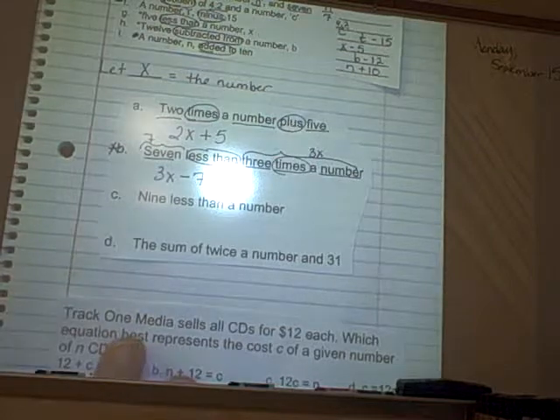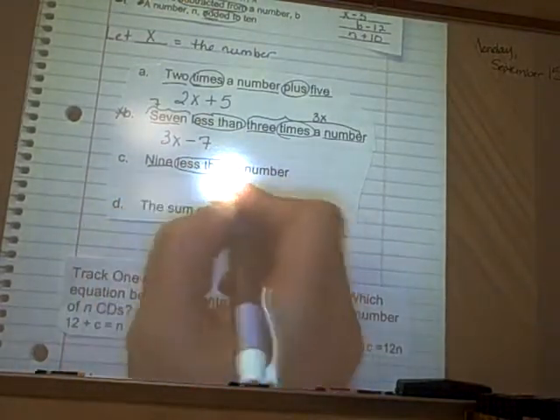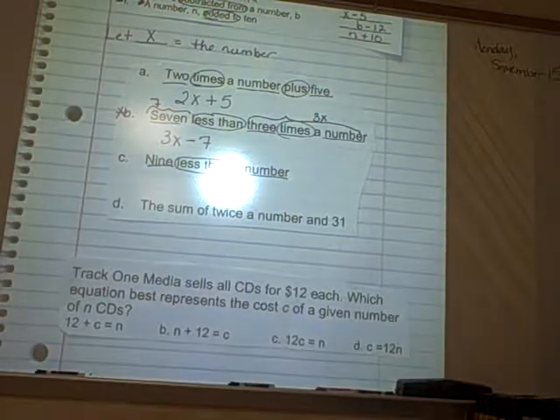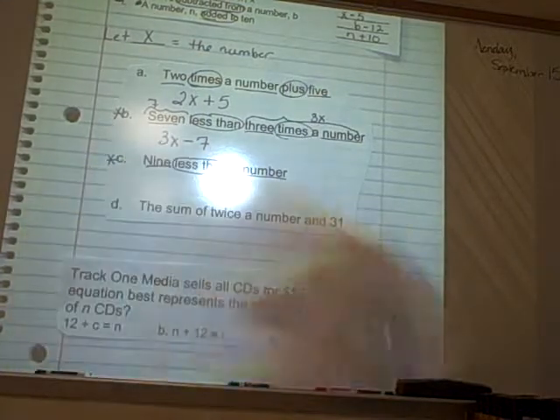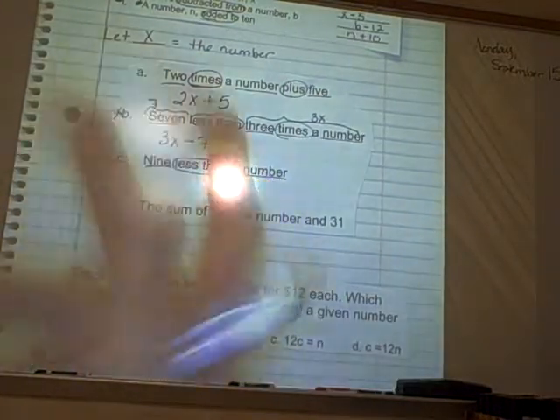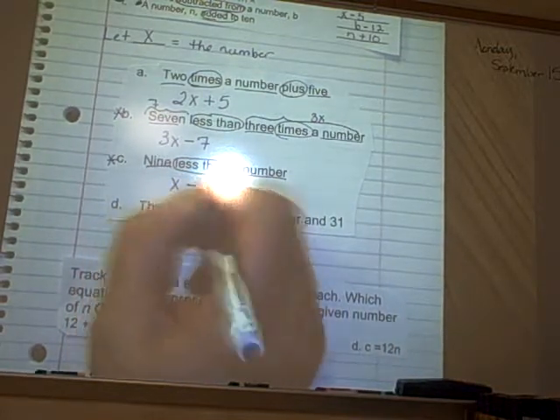Letter C, 9 less than a number. What do you know about less than? It's a switch. So the 9 and the number need to flip-flop. So this needs to look like x minus 9.